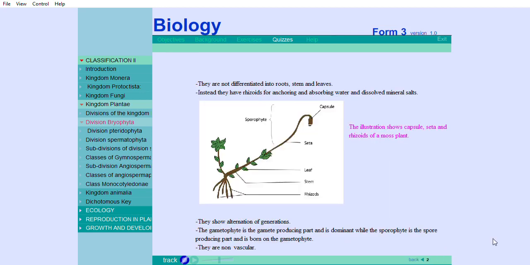They are not differentiated into roots, stem, and leaves. Instead, they have rhizoids for anchoring and absorbing water and dissolved mineral salts. The illustration shows rhizoids of a moss plant. They show alternation of generations. The gametophyte is the gamete-producing part and is dominant, while the sporophyte is the spore-producing part and is borne on the gametophyte. They are non-vascular.